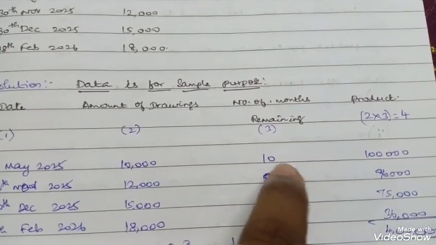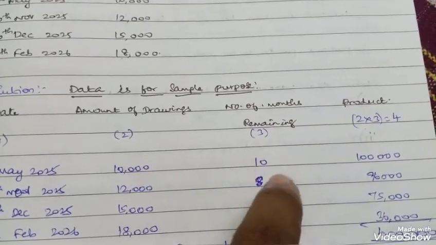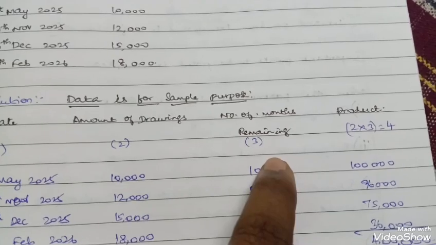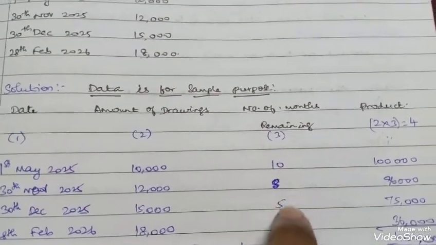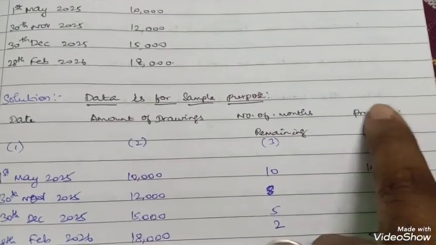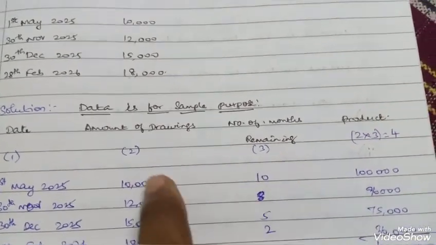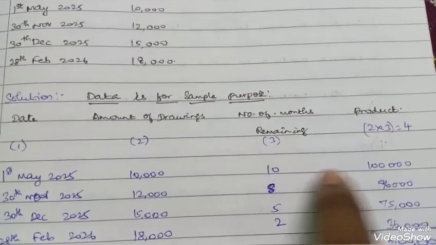Which month they have given, December or March, you have to see in the question. So from this date to the end of the year, some number of months will be there, and the product will be this, 2 into 3. So amount into number of months remaining will be the product.